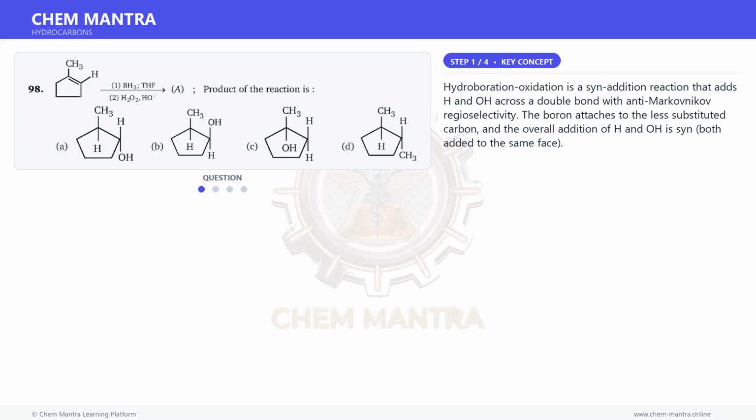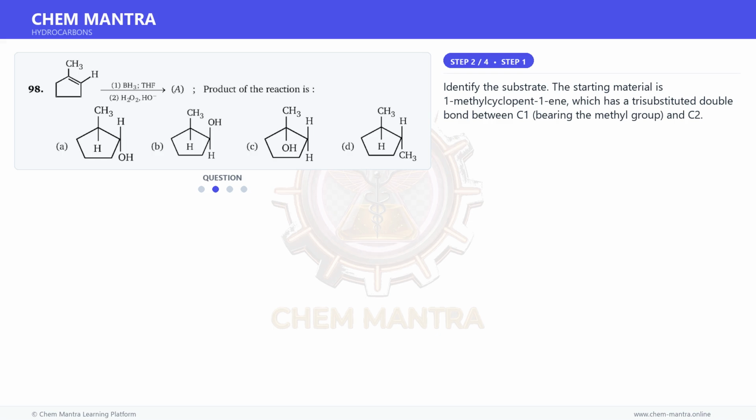Hydroboration-oxidation is a syn-addition reaction that adds H and O across a double bond with anti-Markovnikov regioselectivity. The boron attaches to the less substituted carbon, and the overall addition of H and O is syn, both added to the same face. Moving on to the next step.